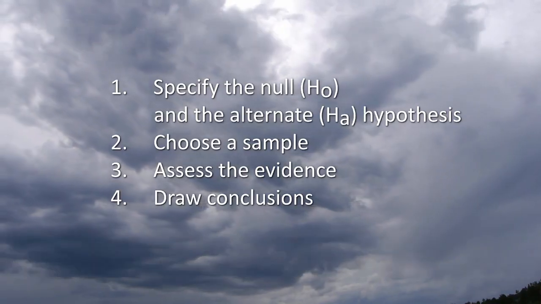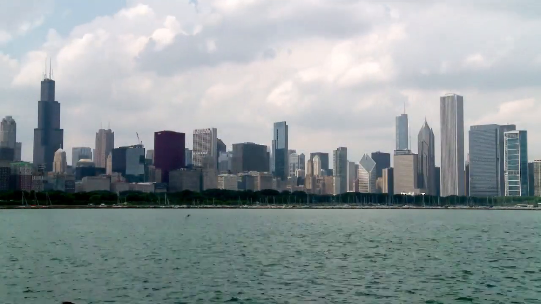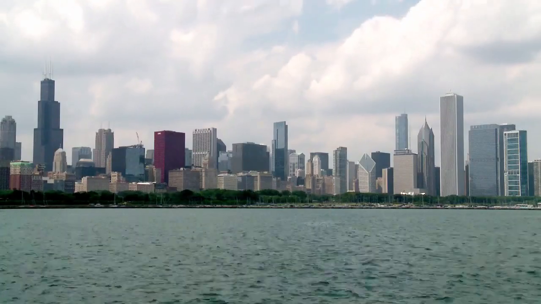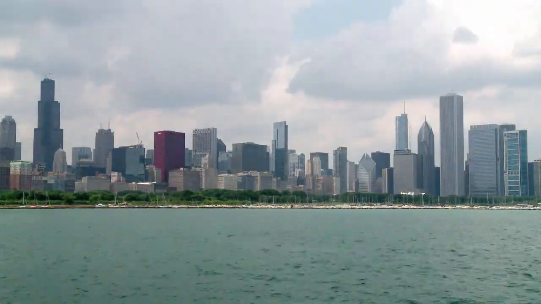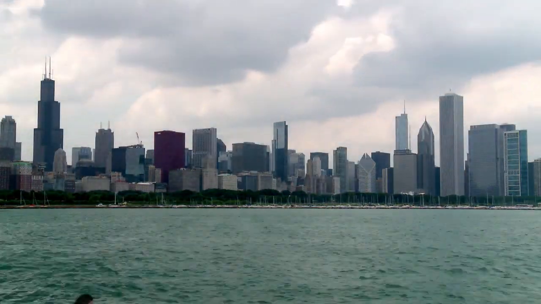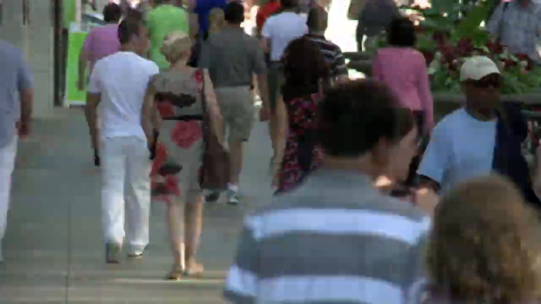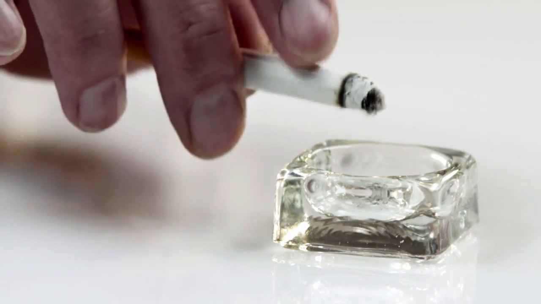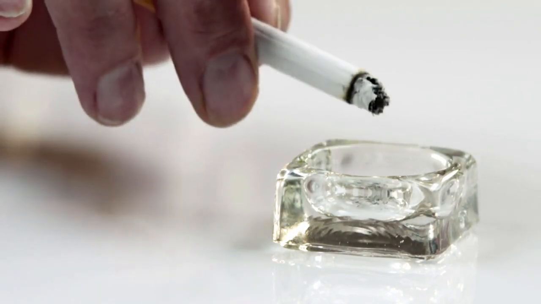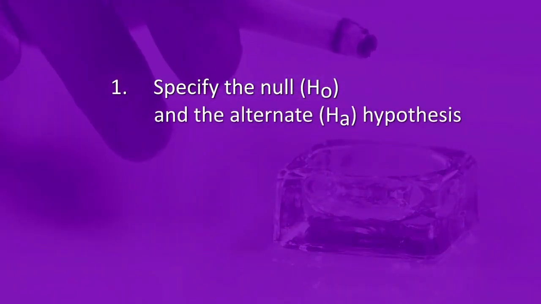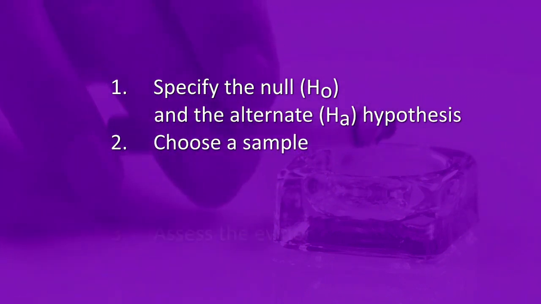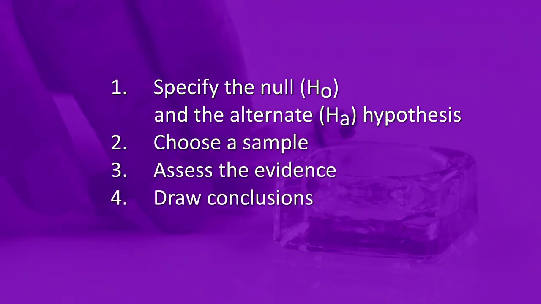To provide an example of hypothesis testing, we're going to use the NESARC data set, a representative sample of 43,093 adults in the United States, to evaluate whether or not there's an association between a diagnosis of major depression and how much a person smokes. We're going to work through the example using the 4 steps, specifying the null and alternate hypotheses, choosing a sample, assessing the evidence, and drawing conclusions.